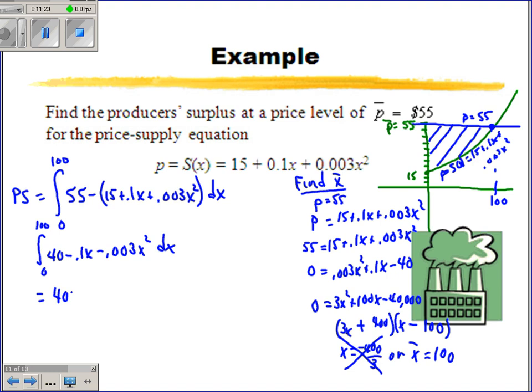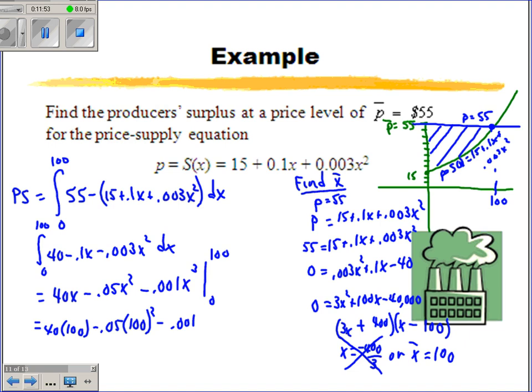Integrating, we're going to have 40x minus 0.05x squared. If you do 0.1x squared over 2, it's going to be 0.05. And then minus 0.001x cubed. I'm just dividing the 0.003 by 3. And now evaluating from 0 to 100, we'll put 100 in first, 40 times 100, minus 0.05 times 100 squared, minus 0.001 times 100 cubed. And then when you put 0 in, it's going to be all zeros.